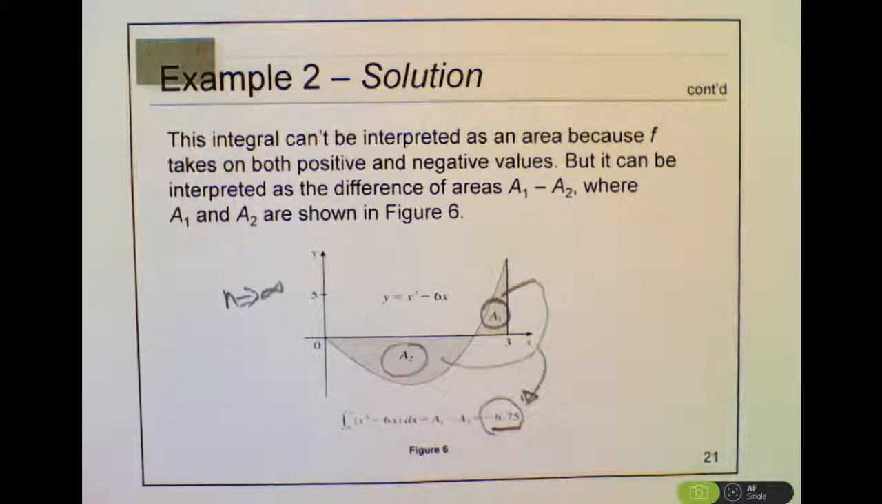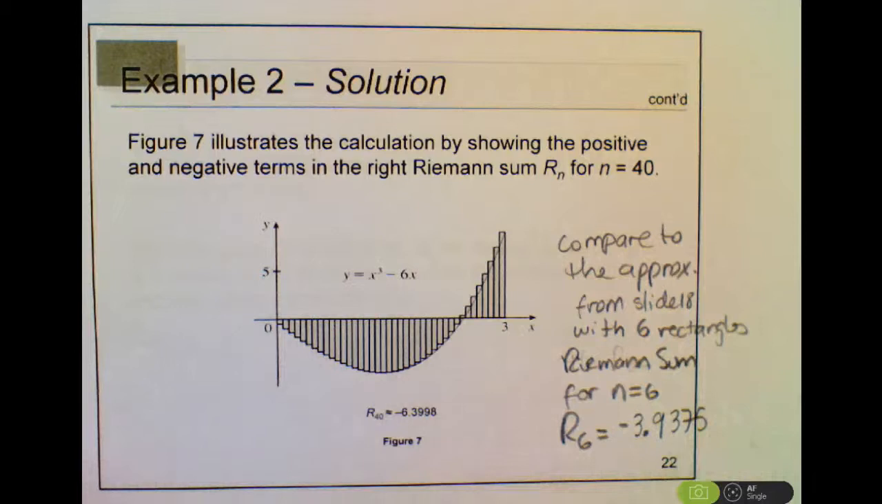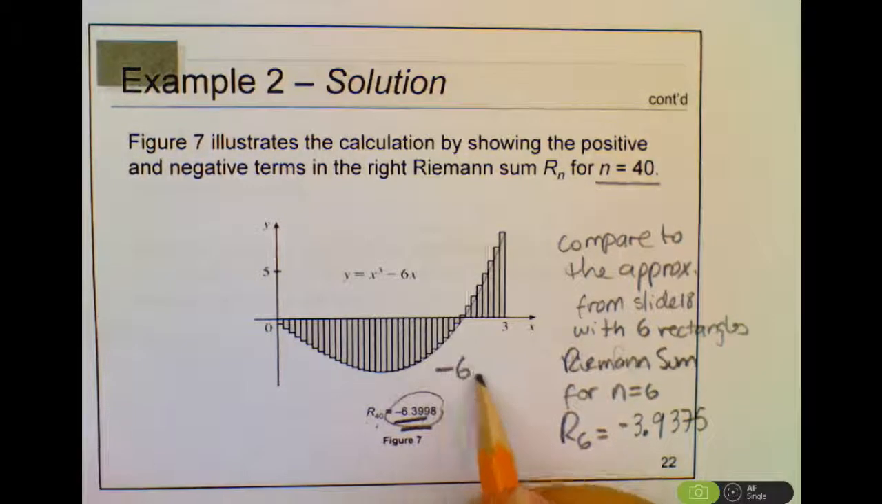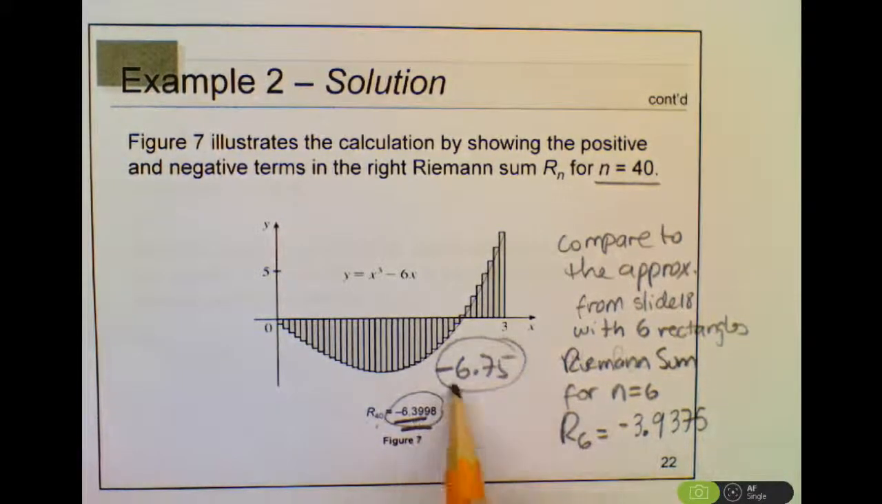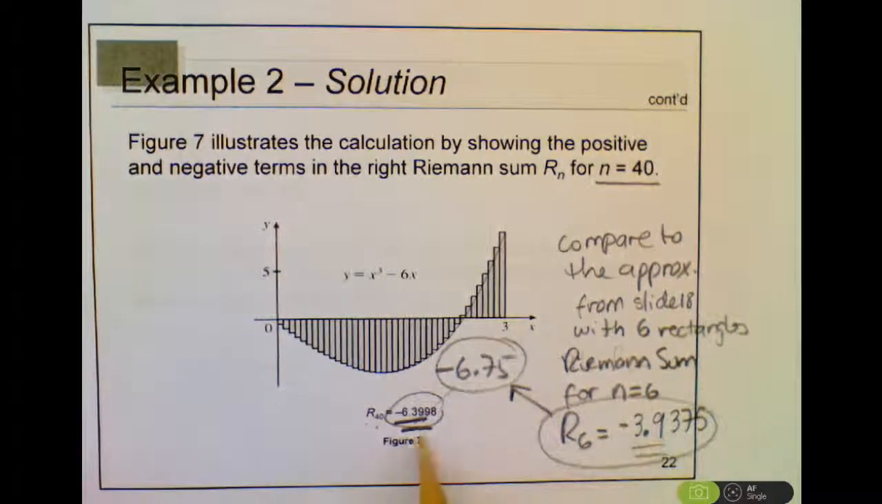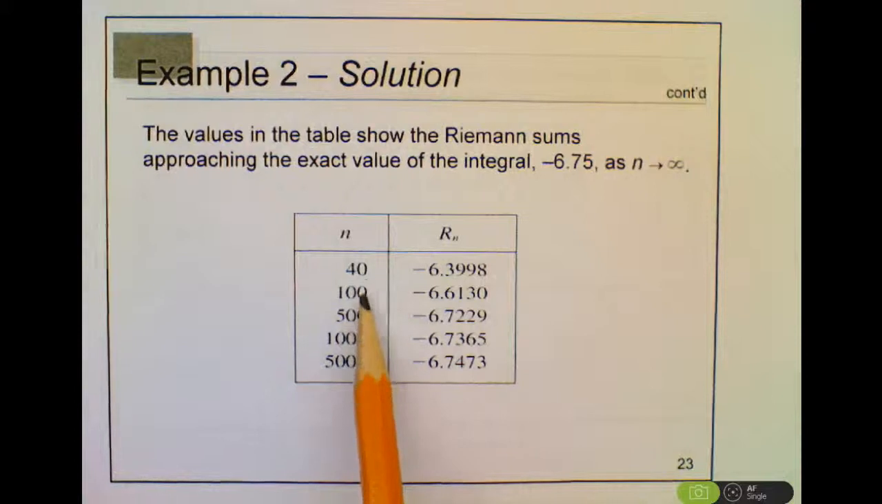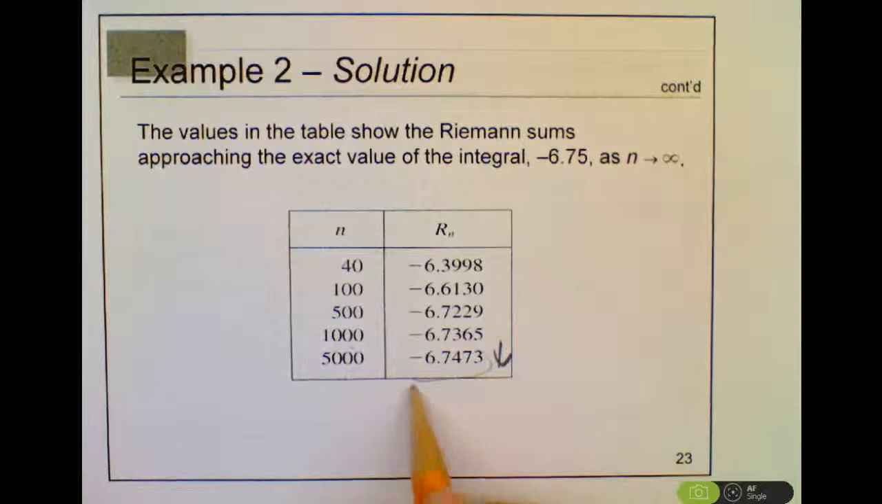In here, just to go over the same idea, if instead of 6 rectangles you had 40 rectangles, this would be the picture, and definitely this value would be the Riemann sum for 40 rectangles. It would be a lot closer to the negative 6.75, which was the actual one. So this is closer compared to the one that we got for 6 rectangles. For 6 rectangles, we were far off. For 40 rectangles, we're getting closer. For 100 rectangles, it will be even closer to this number. As you can see from this table, if I'm using 100 rectangles, or 500, or 1,000, or 5,000, this number is approaching negative 6.75.